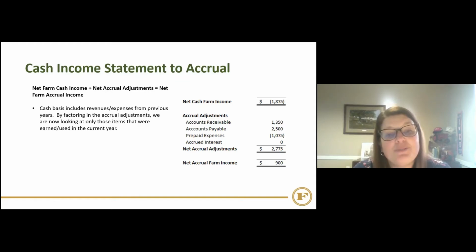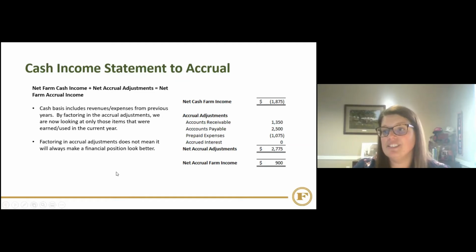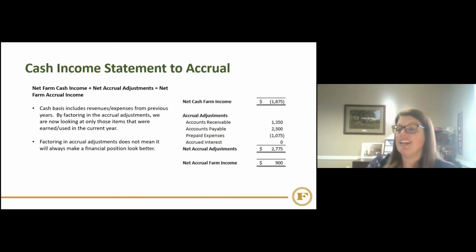Now, it doesn't always work out that your accrual net income improves, though. Sometimes it shows you it didn't make money, but that's when adjustments have to be made. So TLC Farms right now is sitting really good. You factor in your accrual adjustments, and again, sometimes it'll be good, but sometimes it'll be bad, but it will always be the most accurate picture of how you did in a given year or a given time period.